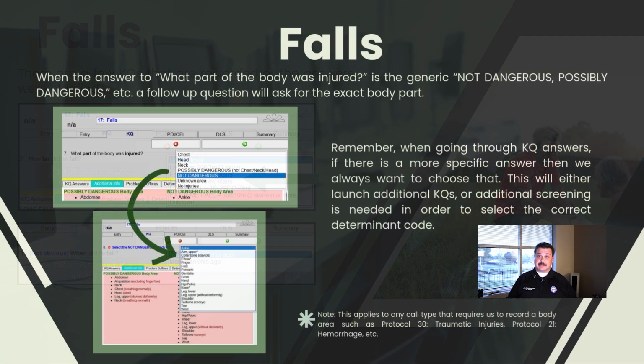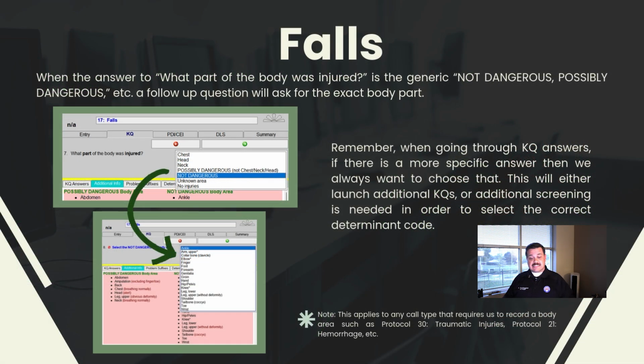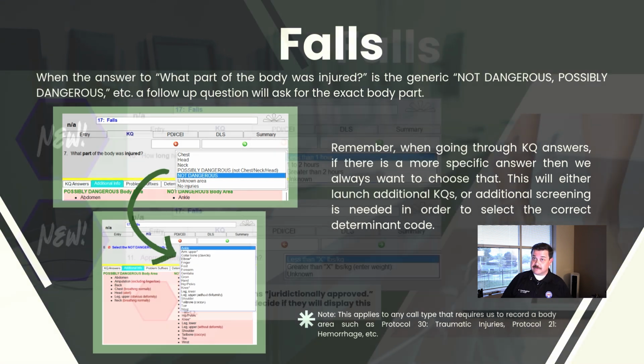Here's a change that I think is going to be looked at positively. In Protocol 17, if you select not dangerous or dangerous, the following key question is going to be an operator question that asks you to choose the exact body part. This is going to hopefully reduce that often unintentional mistake of not selecting a marked asterisk body part. And note that this change will apply to all the protocols that ask us to choose a body part, like Protocol 30 or Protocol 21, for instance.